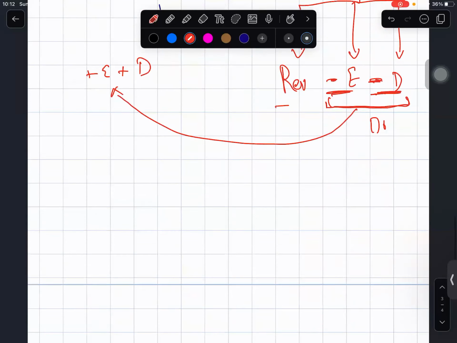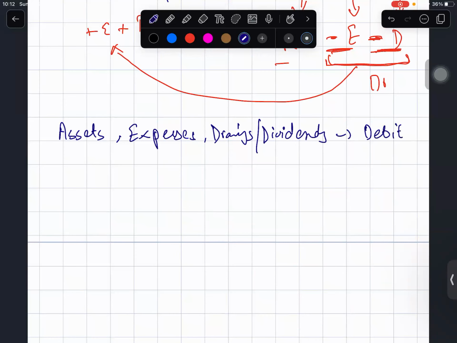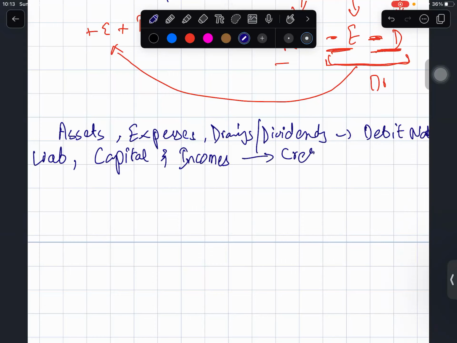So this is the logic behind our conclusion that assets, expenses, and drawings or dividends have a debit nature, whereas liabilities, capital, and incomes, they have a credit nature.